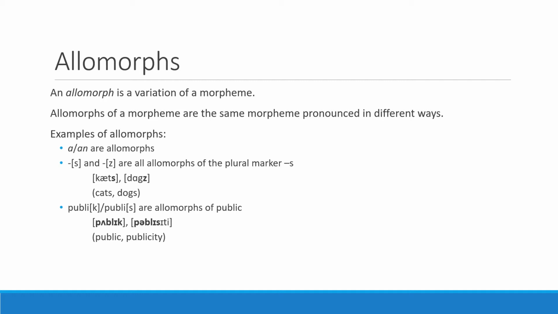A more complicated example is public and publicist. They're both allomorphs of public, in this English spelling of public. So if you have just the word public, it still has the k sound, but when you add something to it, it becomes publicist. The k becomes an s sound.